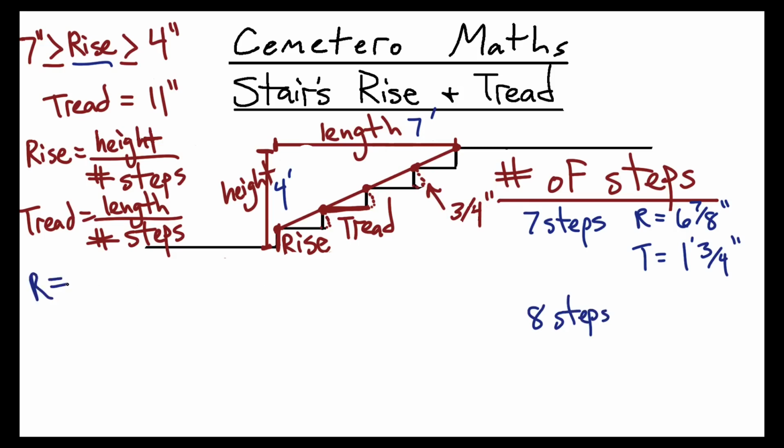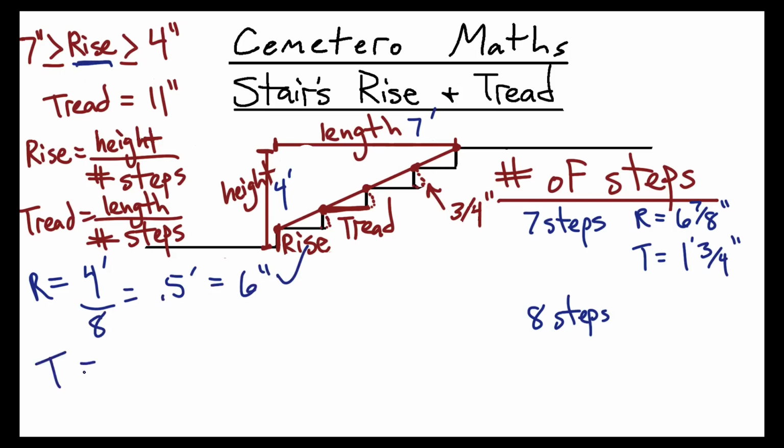So our rise of 4 feet over 8 steps gives us a rise of 0.5 feet, which is exactly 6 inches. So that checks out. That's good. We're better on the rise already. We're not so close as before.